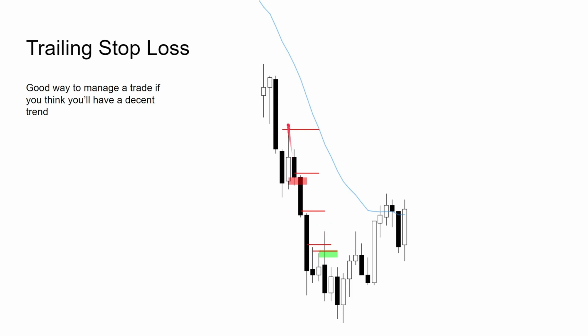So had you entered here, your stop loss would have been here. After this close, you would have moved it here. After this close, you would have moved it here, and kept doing it until it would have gotten taken out. This is a good way for runners, in my opinion. So if you're trading multiple contracts, and let's say you scalp in an initial position and leave a runner, this is a good way to manage it.